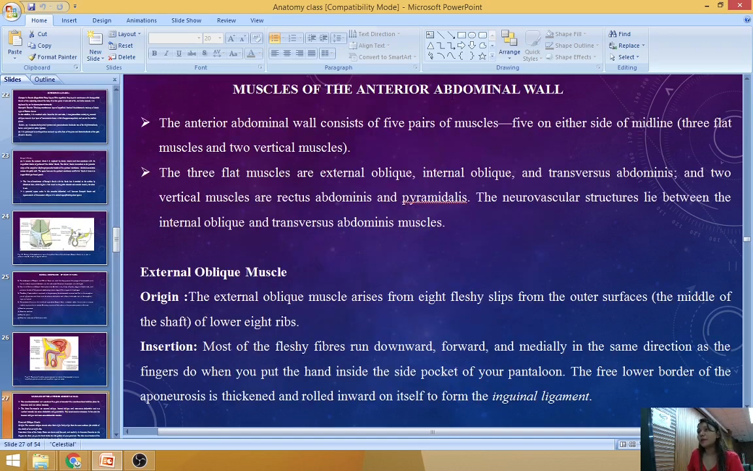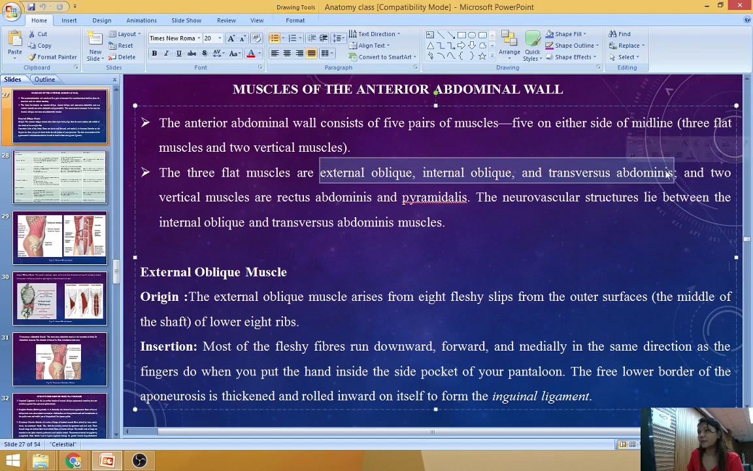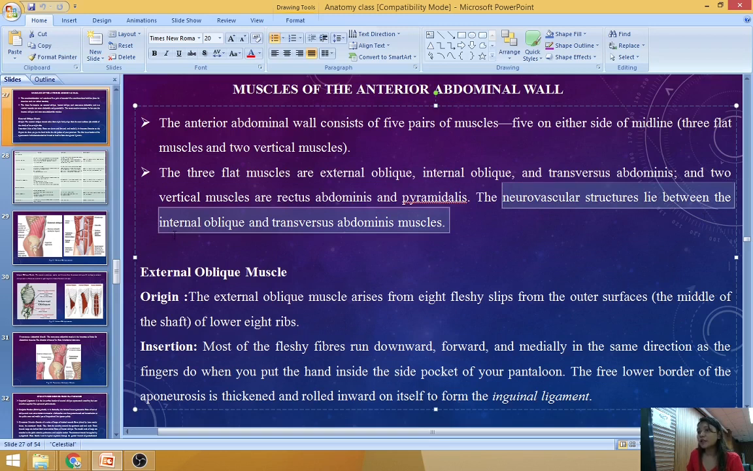Now we come to the muscles of the anterior abdominal wall. So we have a total of 5 pairs of muscles, 5 on either side of the midline: 3 flat muscles and 2 vertical muscles. The 3 flat muscles are external oblique, internal oblique and transversus abdominis, and the 2 vertical muscles are rectus abdominis and pyramidalis. And the neurovascular structures lie between internal oblique and transversus abdominis.